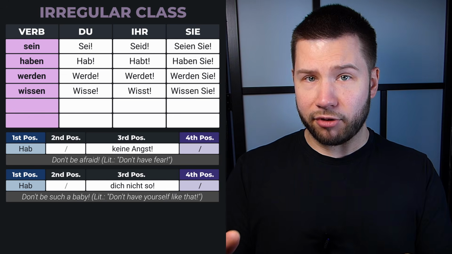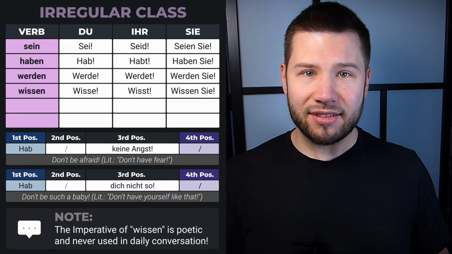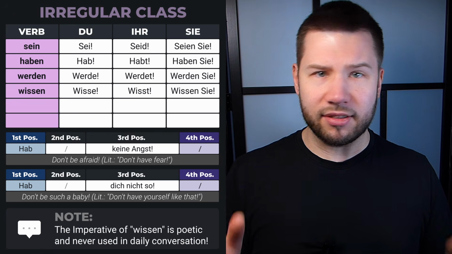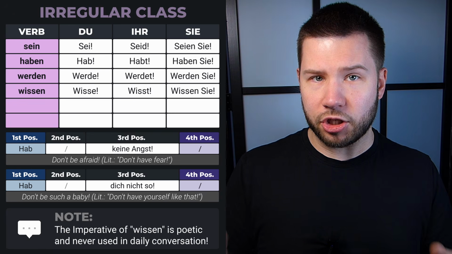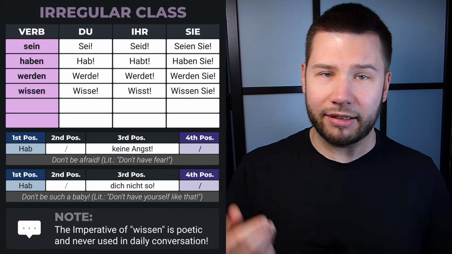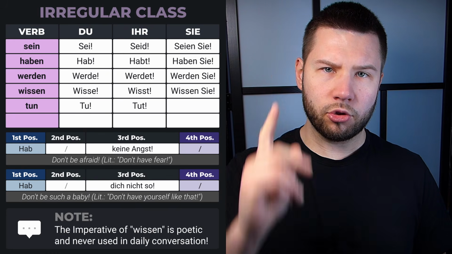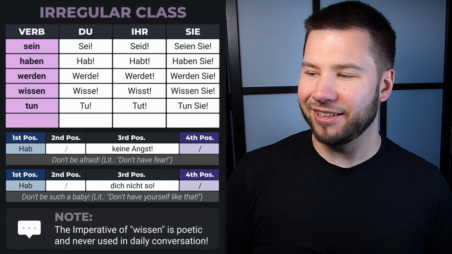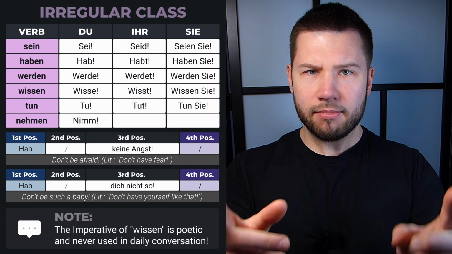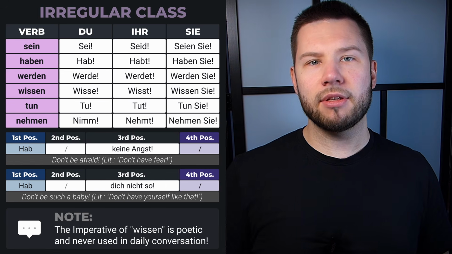You probably won't ever need this one. The imperative of wissen is very poetic and never used in daily conversation. Unless you're a genie and want to fulfill 3 wishes. In that case, you're good. Tun. Tu, tut, tun Sie. This one's kind of funny. Nehmen. Nimm, nehmt, nehmen Sie.